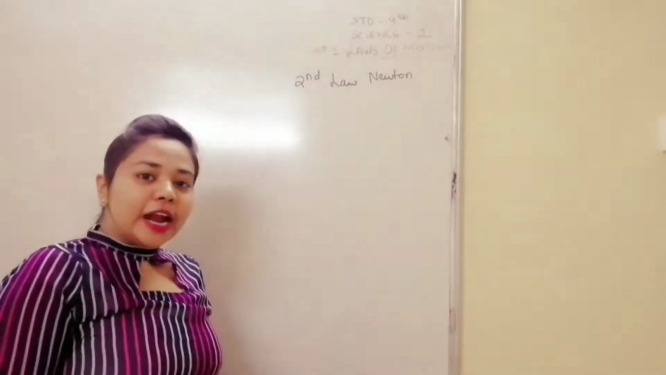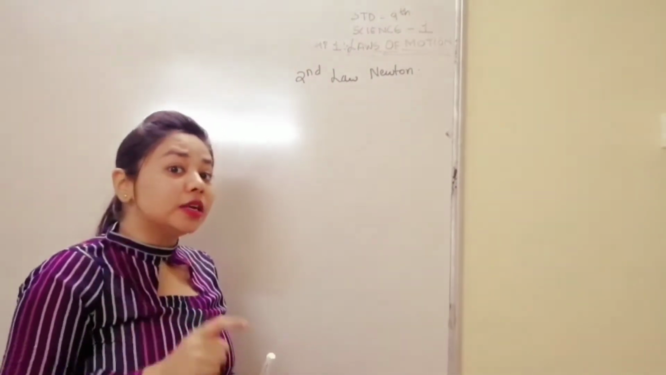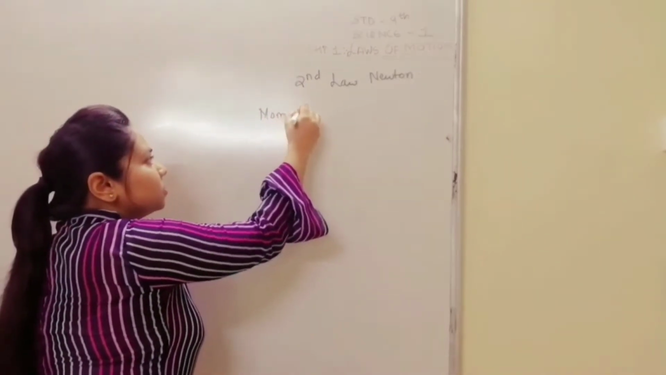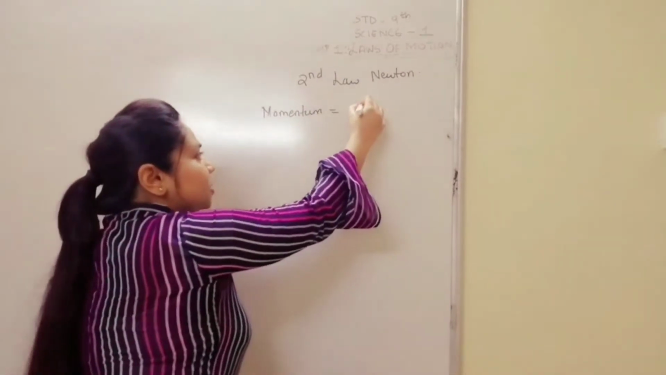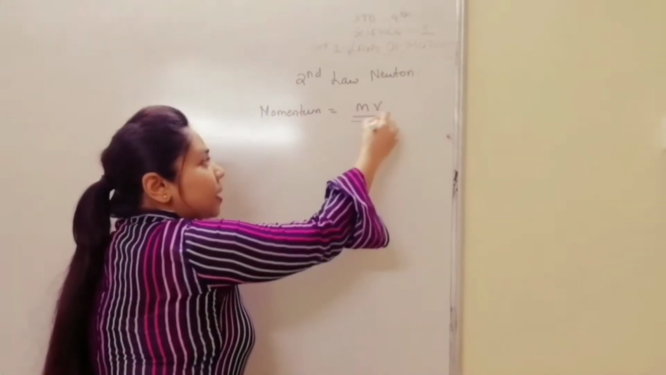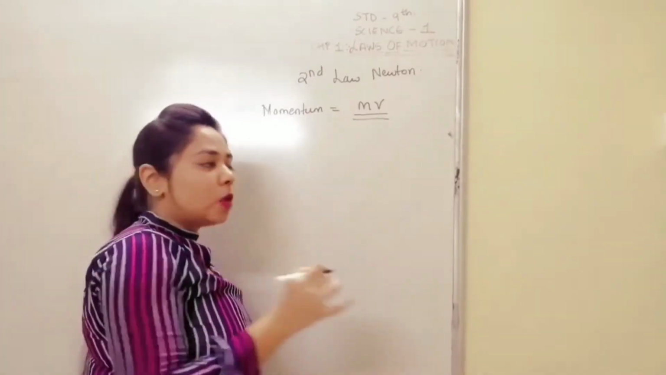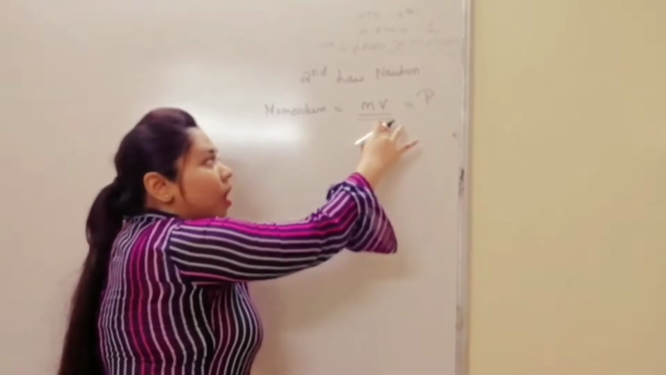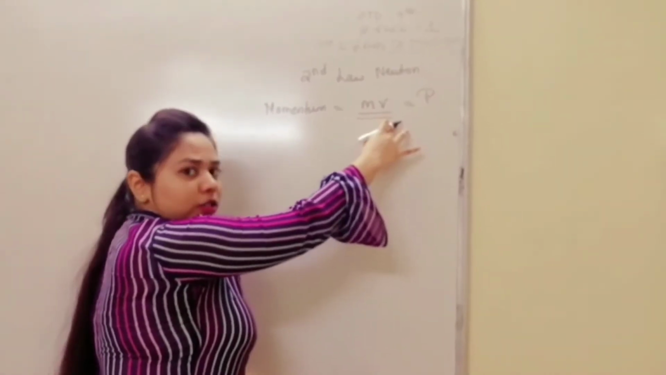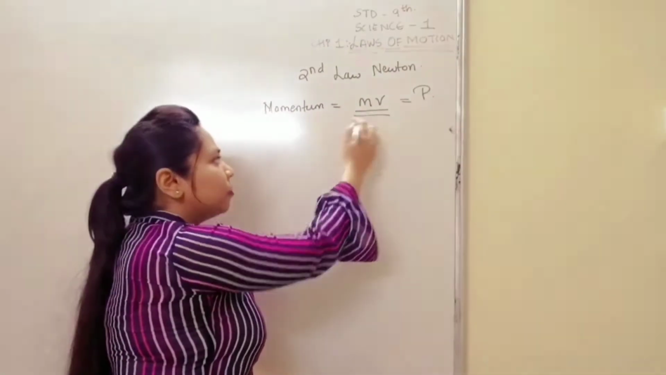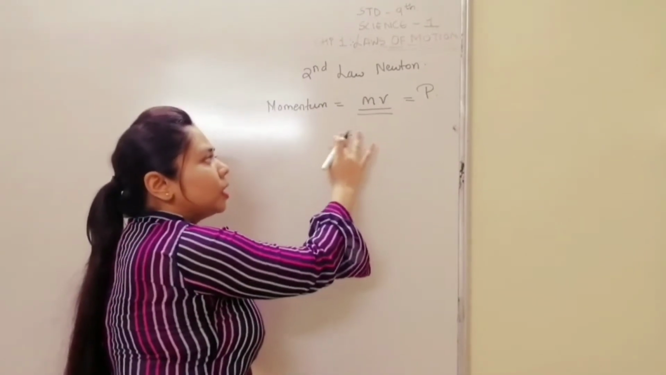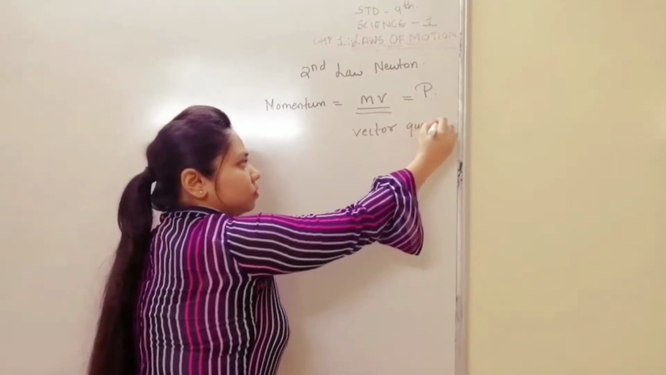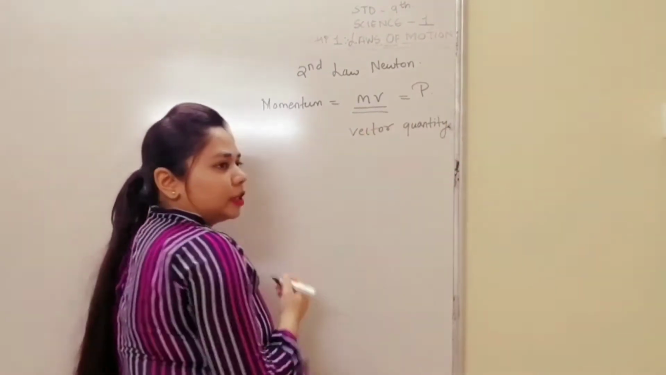Now before understanding this law, let us understand what is the term momentum. Momentum is nothing but mass into velocity. Mass into velocity is known as momentum, and it is represented as letter P. Velocity is a vector quantity, I told you before. So therefore momentum will also be a vector quantity.